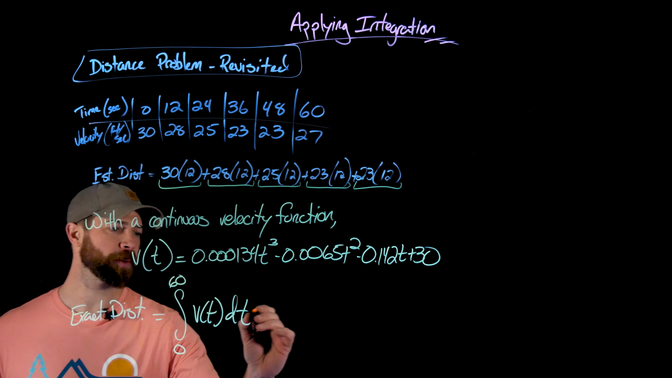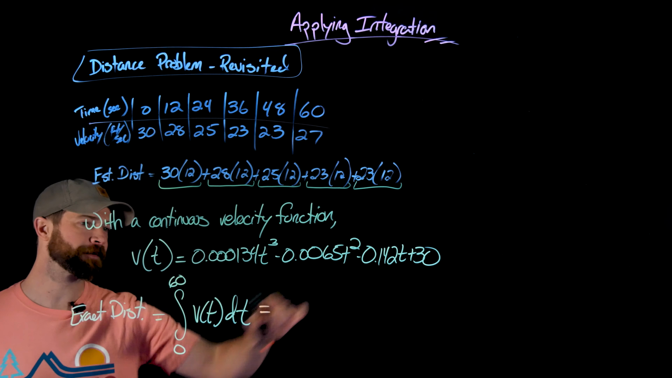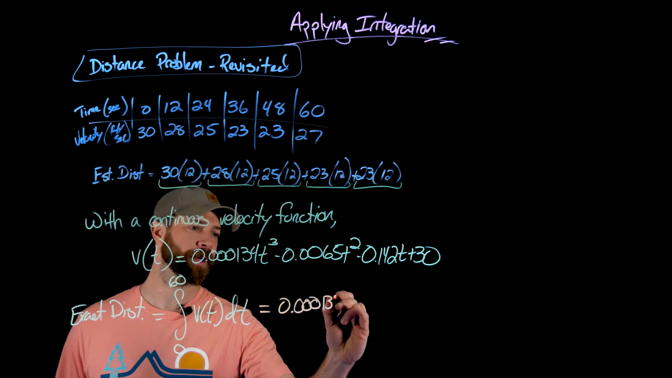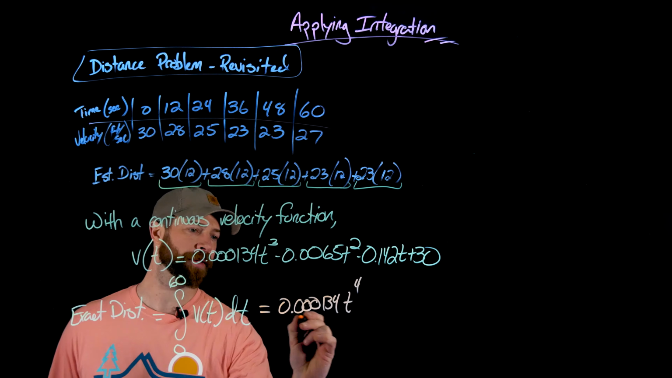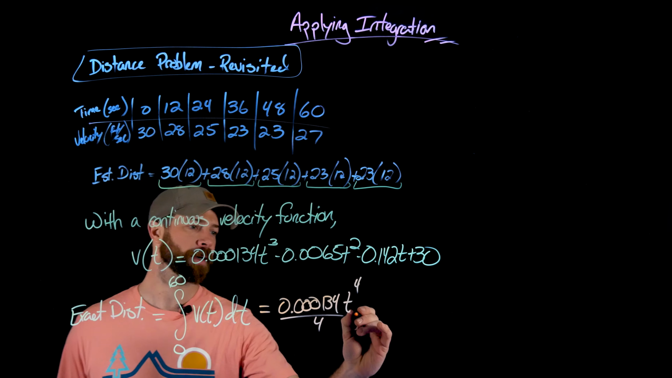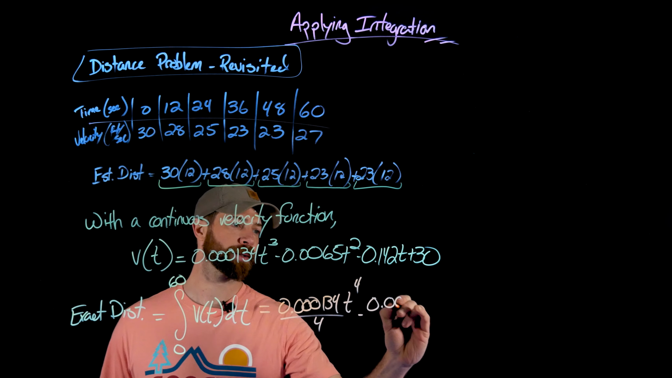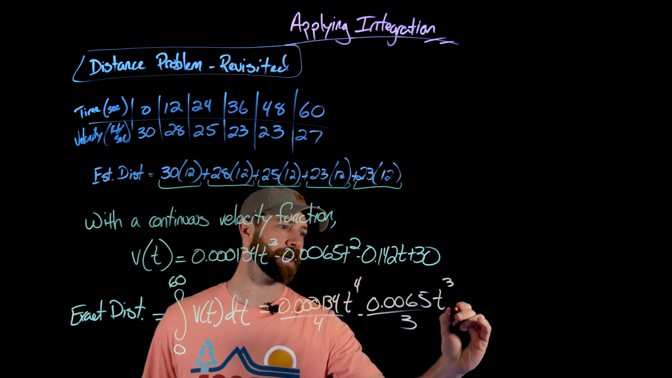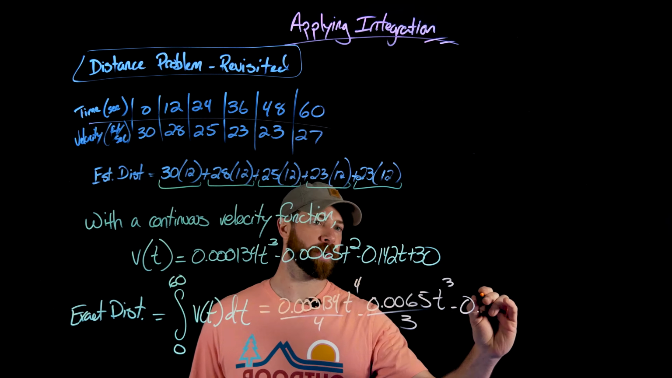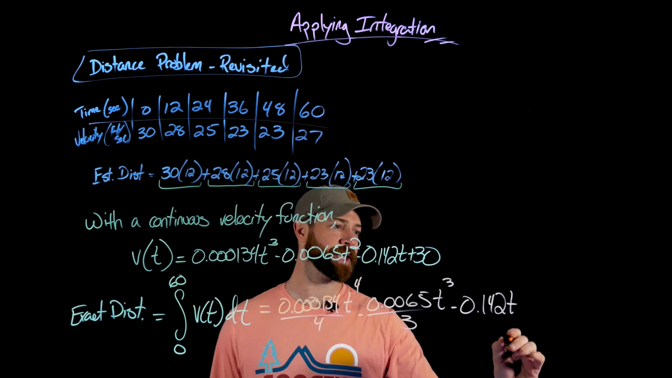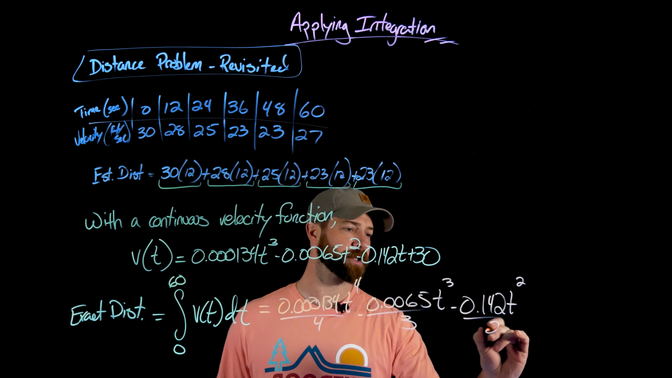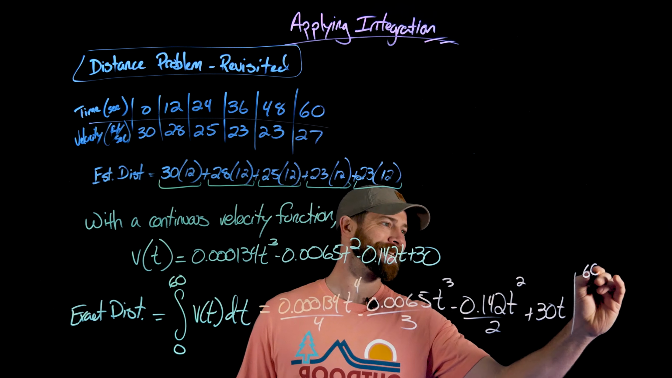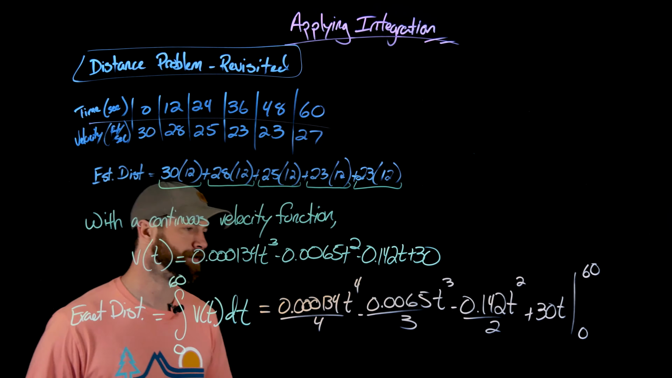Calculating this integral, all we need to use is the anti-power rule for each of these terms. So I get 0.0000134 t to the fourth divided by 4, minus 0.0065 t cubed divided by 3, minus 0.142 t squared over 2, plus 30t, from 60 to 0.